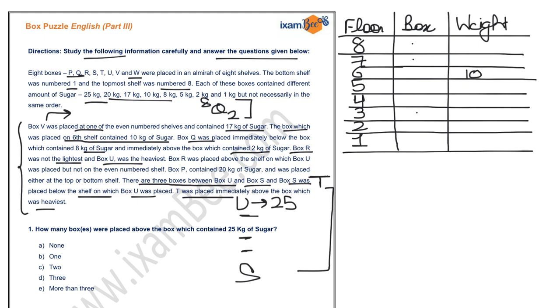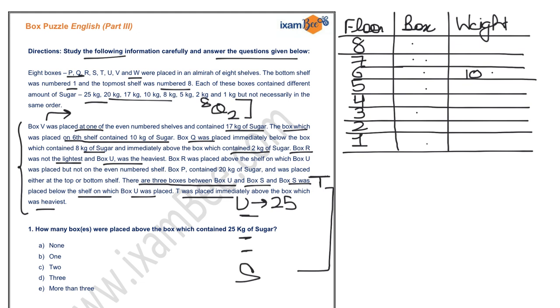So you can place T either at the 8th position, or if you place T at the 7th position you cannot place it, because your U is just below it and U has 25 kg weight, but this place is already occupied by 10 kg. So you can place T over here, that is at the 6th position. If you place T at the 6th position, then U must be at the 5th position, right? And accordingly, S would be at the 1st position.